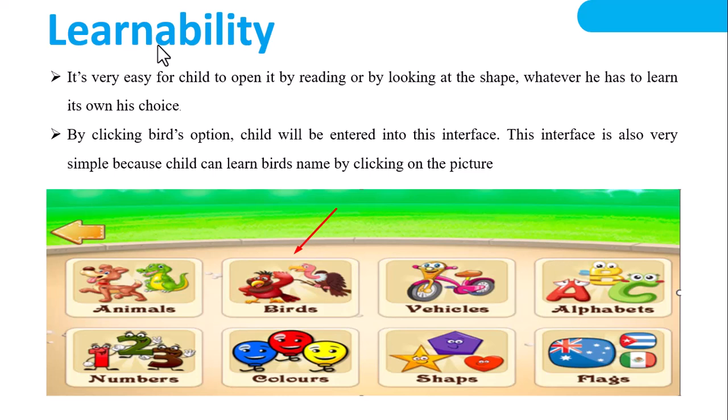And by clicking the birds option, suppose one child clicks on the bird option, the child will enter the interface. This interface is also very simple because the child can learn about the birds' names by clicking on the pictures.